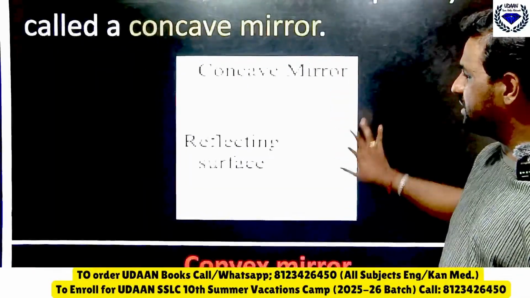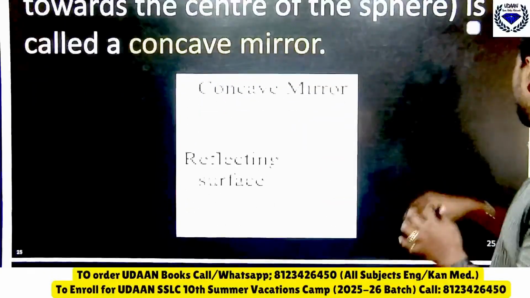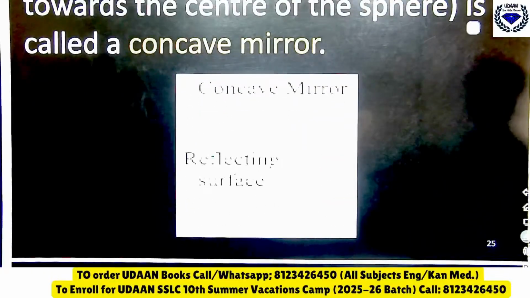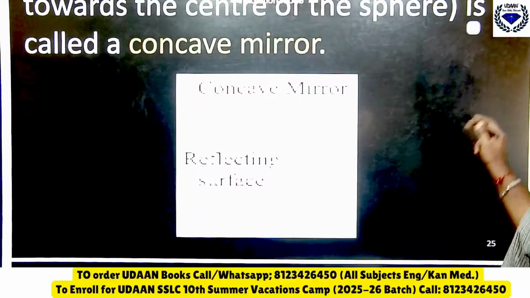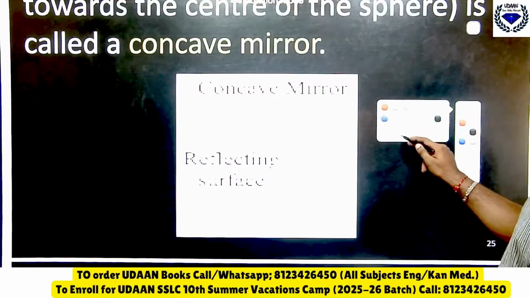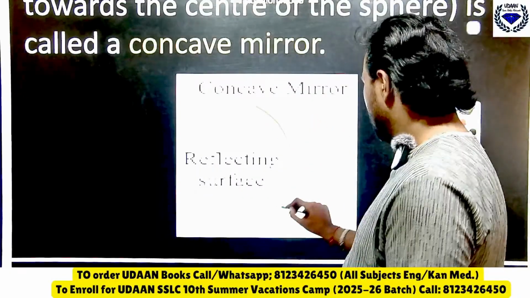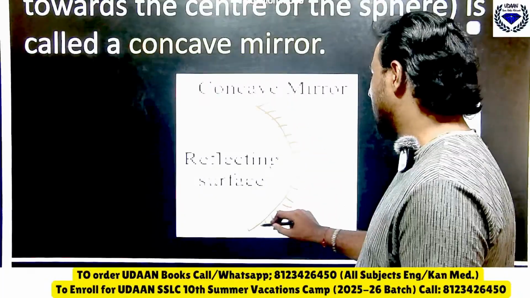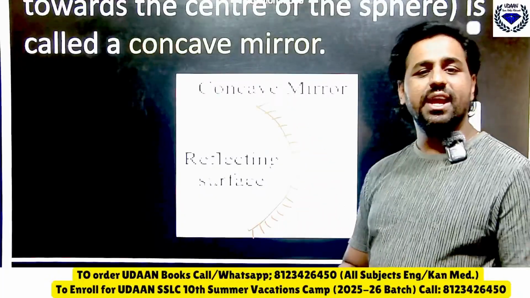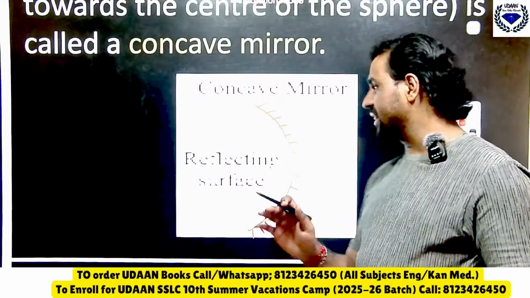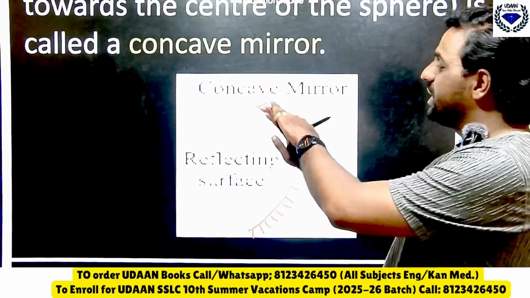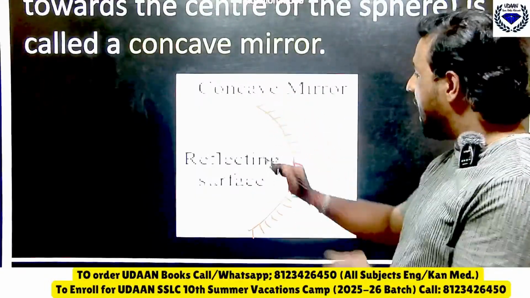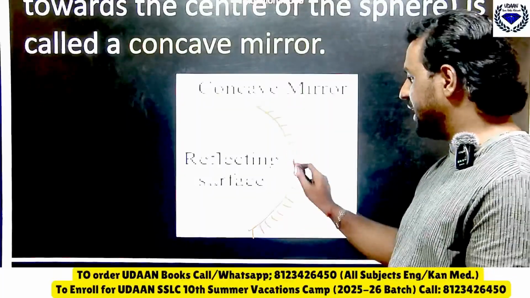So yes, I'll just draw the reflecting surface so that you people will get to know how the reflecting surface is. Suppose this is the concave mirror and hatching will be done on the right side. Remember, hatching is done on the right side. That is, what I am trying to say here is, suppose this is curved like this, silver paint is applied on this side, and the inside is the reflecting surface here.